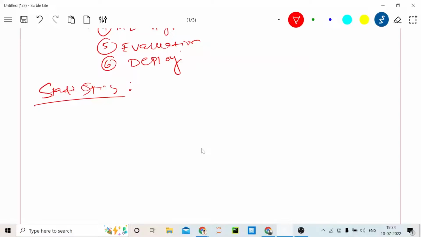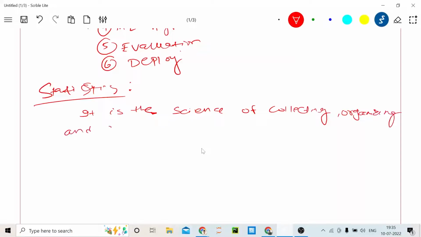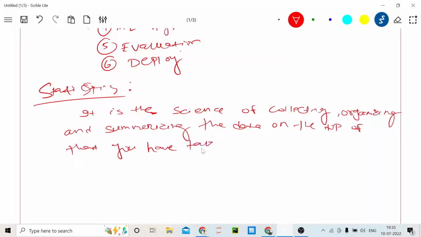That means statistics is nothing but the science of collecting, organizing, and summarizing the data. I will tell you all the different things, and on top of that you have to take some decision. Okay, it is the science of collecting, organizing, summarizing, validation, all the things you have to do, and on top of that you have to take some decision.